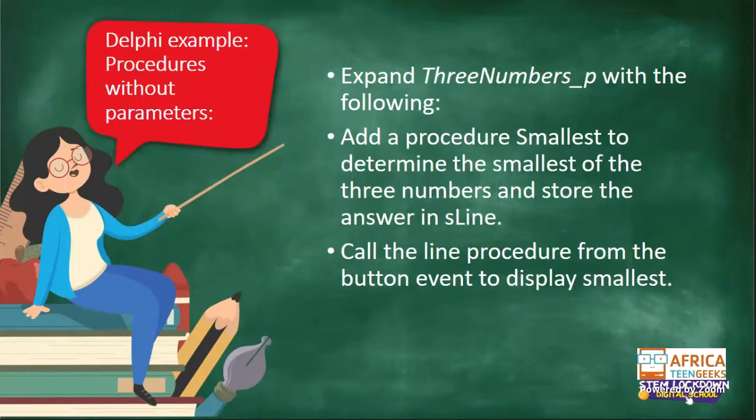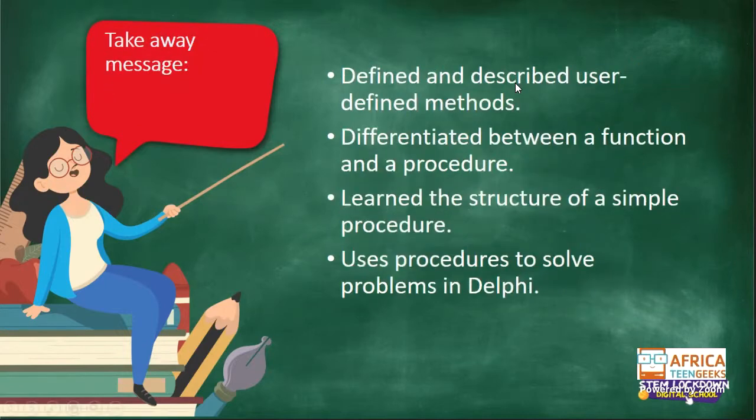That's your first taste of implementing your own procedure. Yes, no parameters. It didn't need any additional information. It could find all its information from the variables as they were declared globally. It didn't need anything else. So we've defined these user methods. We've differentiated between a function and a procedure. Hopefully by now you definitely know the difference. We've looked at the structure of a procedure, and we've gone and we've implemented our first procedure in Delphi.